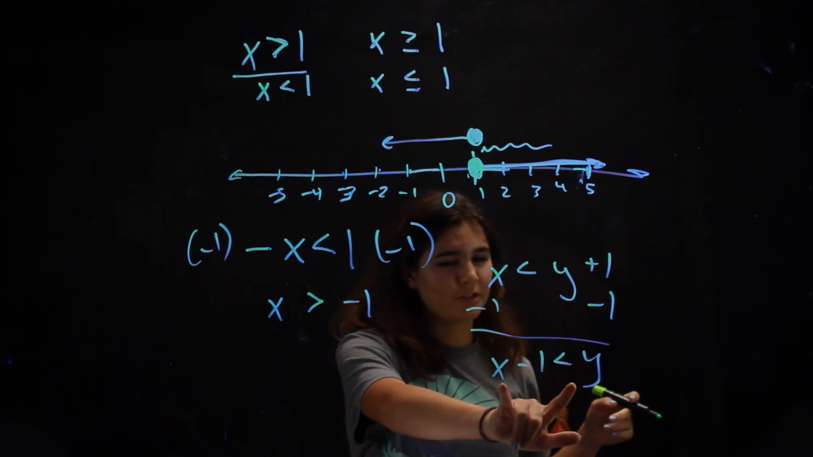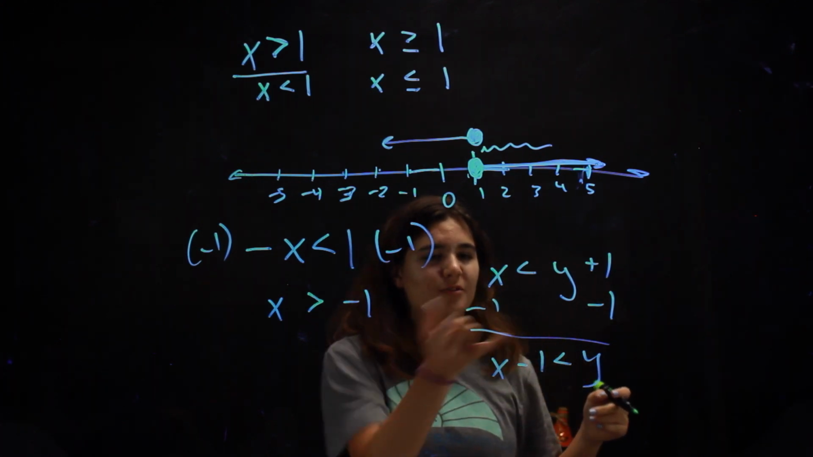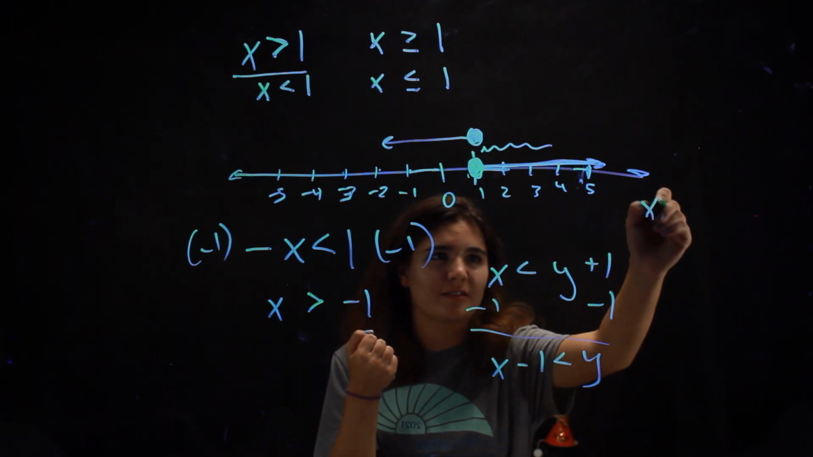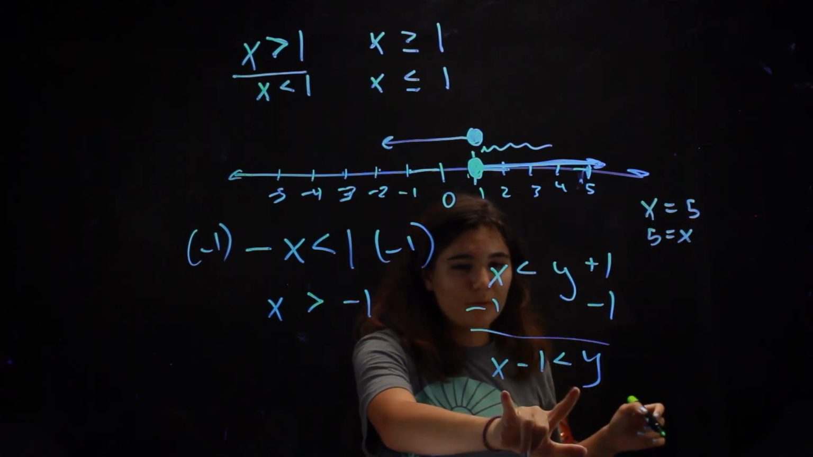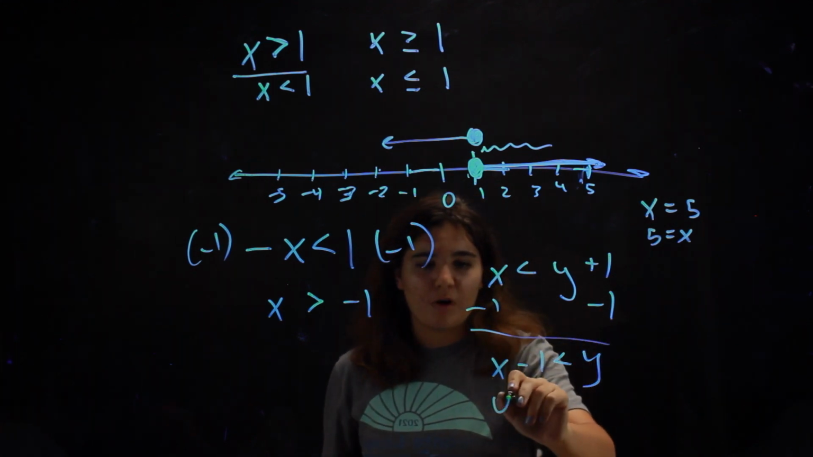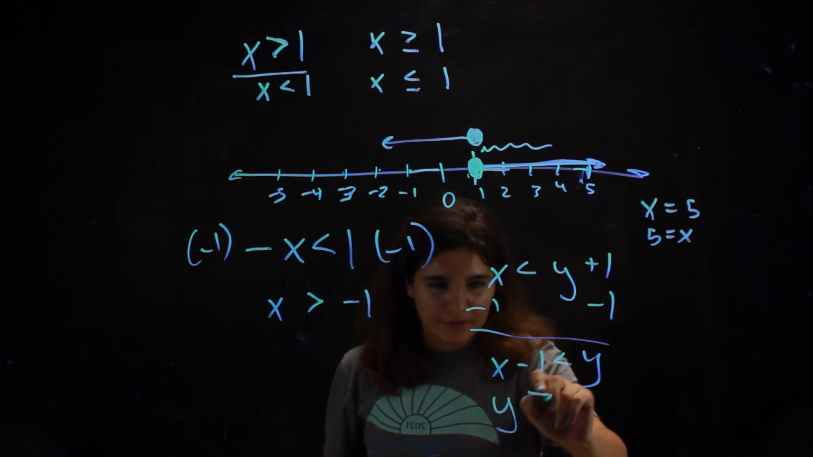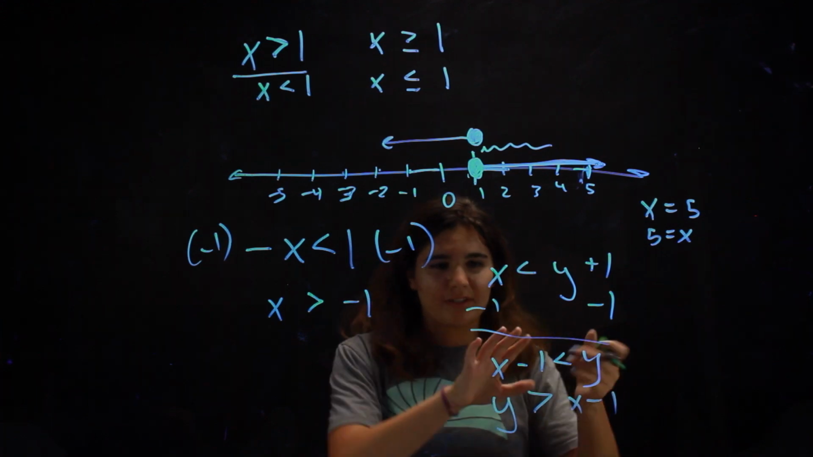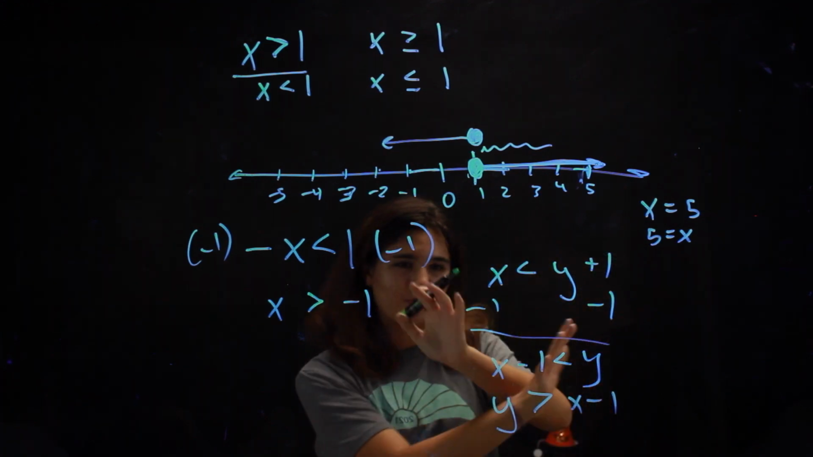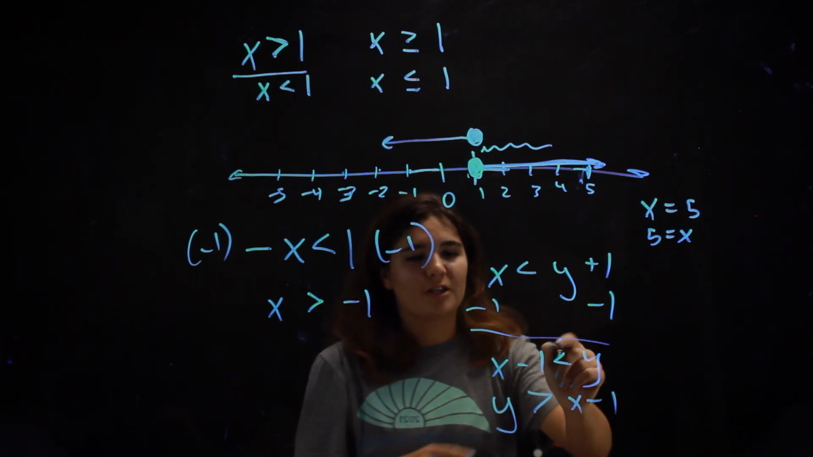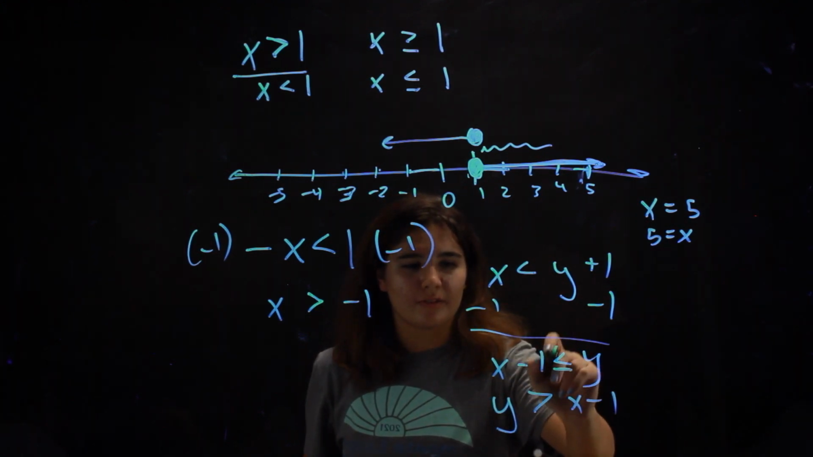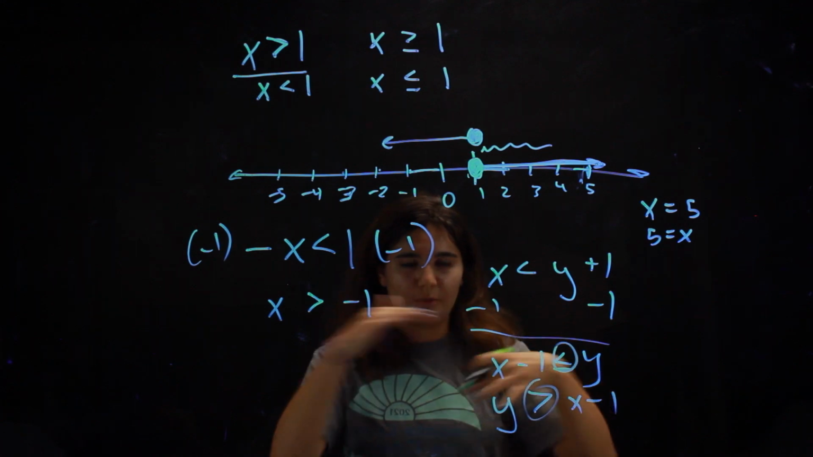Also, let's say we wanted to represent this and we just wanted to switch the sides, right? Let's just say we had x is equal to 5. Well, 5 would also be equal to x. The way we would do this would be y now is greater than x minus 1, you have to flip the sign as well. Think of everything as a reflection of what it just was. So make sure that these are opposing signs.